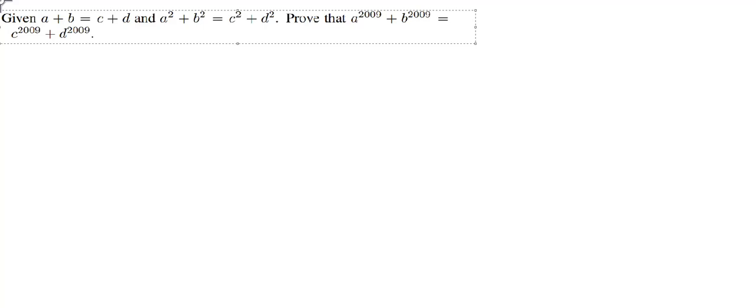Today I am going to solve a question from algebra. Here we are given two identities, and we have to prove that a to the power 2009 plus b to the power 2009 is equal to c to the power 2009 plus d to the power 2009. This question is taken from one of the Olympiad books written by Xu Jiagu.